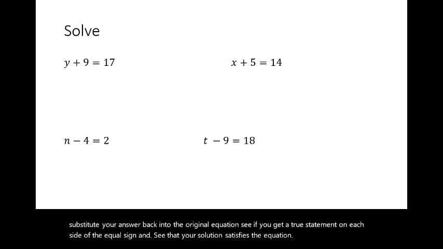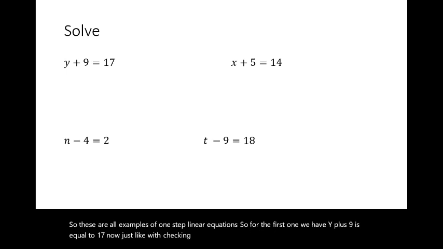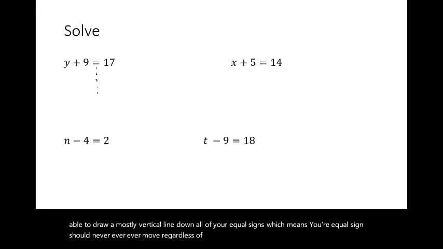So these are all examples of one-step linear equations. For the first one, we have y plus 9 is equal to 17. Now, just like with checking your answer, when you solve an equation, you should be able to draw a mostly vertical line down all of your equal signs, which means your equal sign should never, ever, ever move, regardless of how much you're moving to the other side of the equal sign.